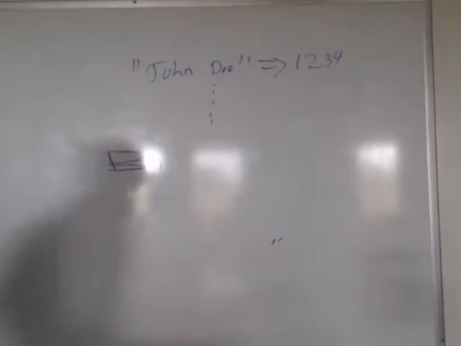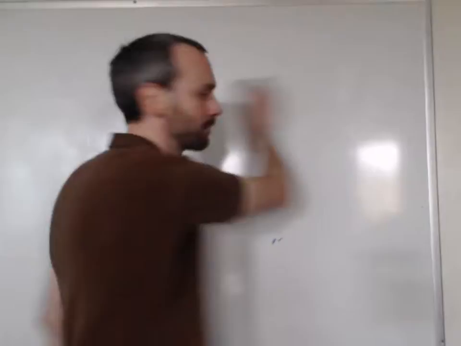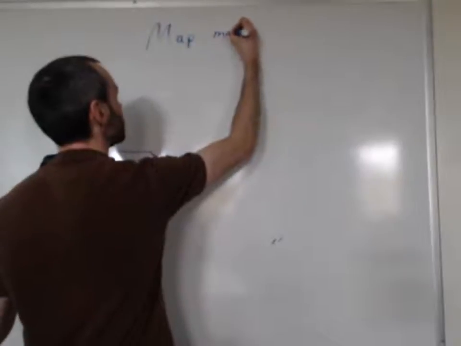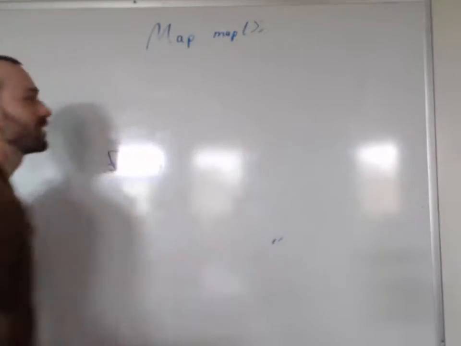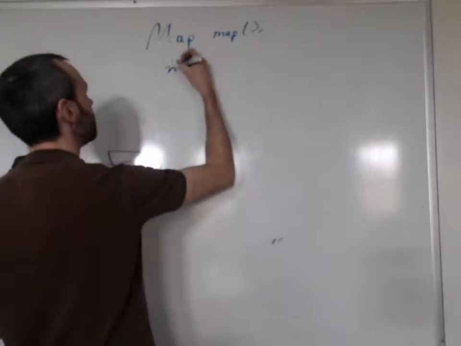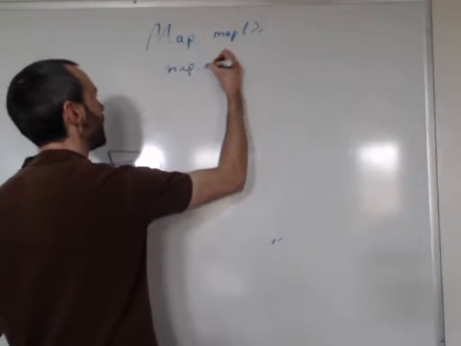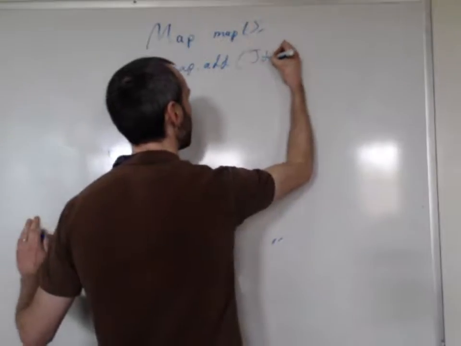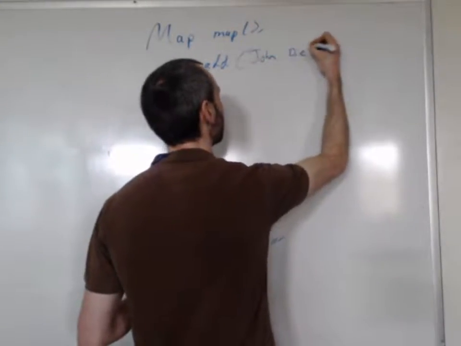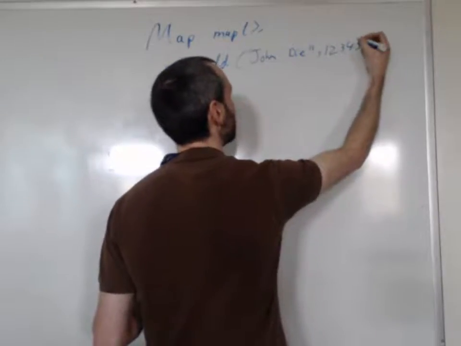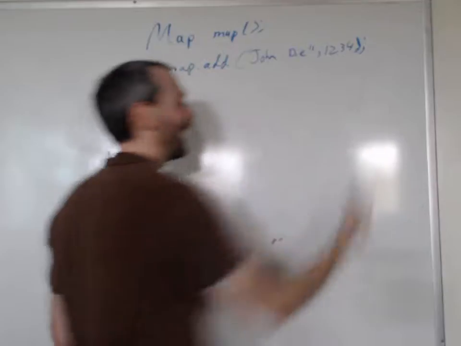So if I were up in my code and I were to create a map, I'll call it lowercase map, it puts it on the stack because I didn't do new. And I do map dot add John Doe, 1, 2, 3, 4. It's going to add it to the map.